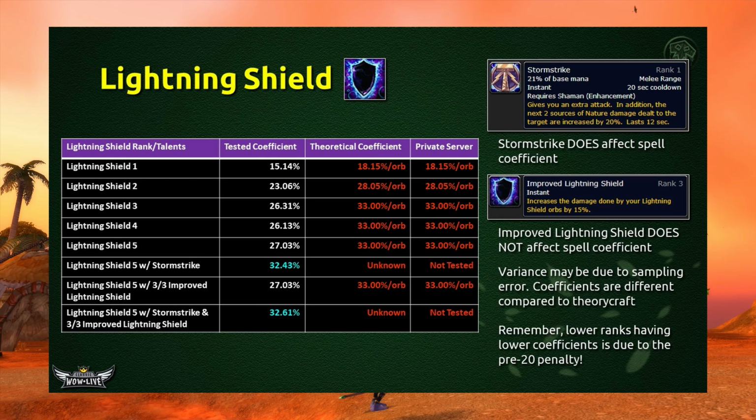So we're at 27% normally. With Storm Strike, you're about 32.43%, close to 33%. Now Improved Lightning Shield does not affect the spell coefficient. I also tested it with Storm Strike and Improved Lightning Shield to see if there's any kind of weird synergistic relationship, and there's not. It's still around 33%.